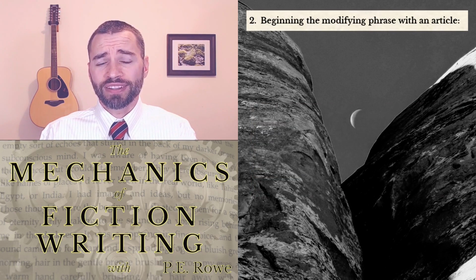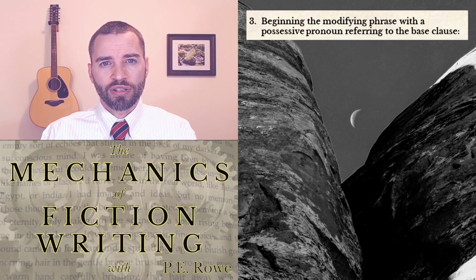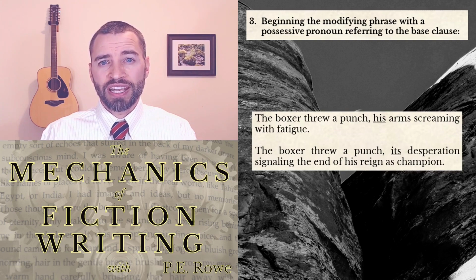When tightly controlled like this, a string of loose modifying phrases can be both very long and very easy to follow for the reader. 3. Beginning the modifying phrase with a possessive pronoun referring to the base clause. The boxer threw a punch, his arms screaming with fatigue. The boxer threw a punch, its desperation signaling the end of his reign as champion. Similar to the case of the last construction, the possessive pronoun introducing a loose modifier reminds the reader exactly what is being modified while adding detail to that original element in the base clause.